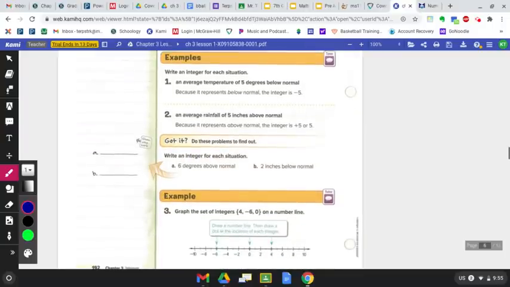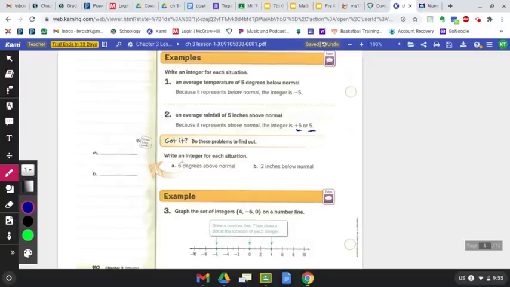So let's look at modeling situations with integers. Here, the average temperature is 5 degrees below normal. Since it's below normal, we use -5 to represent that situation. In example 2, it says the average rainfall is 5 inches above normal. Since it's above, notice you could write it as +5 or just 5. When the positive sign's not written, it's understood to be a positive value. However, when it's negative, you have to have that negative sign there.